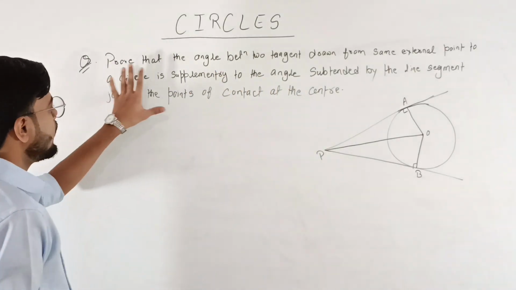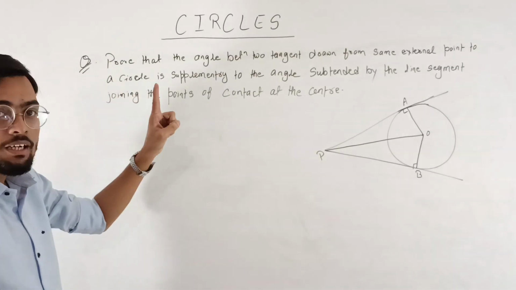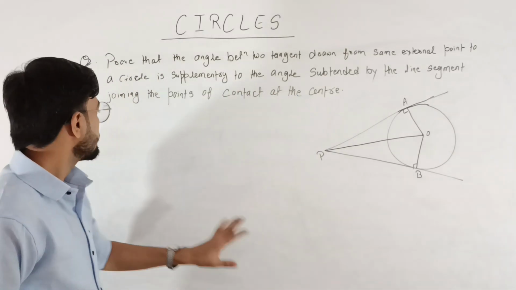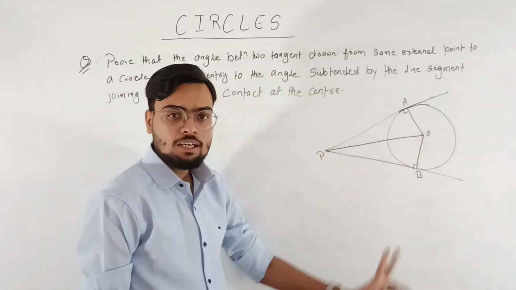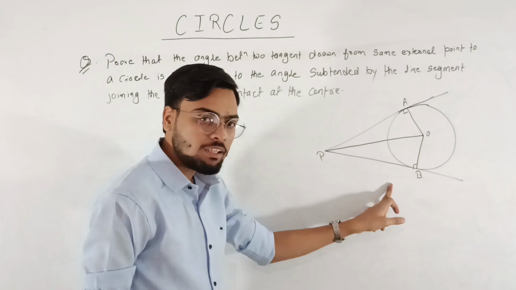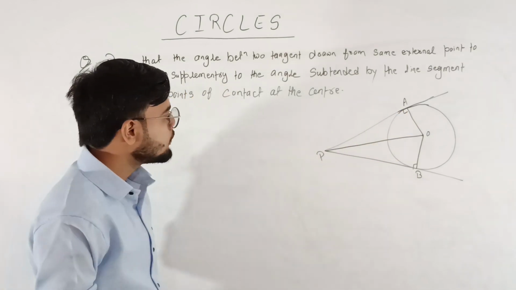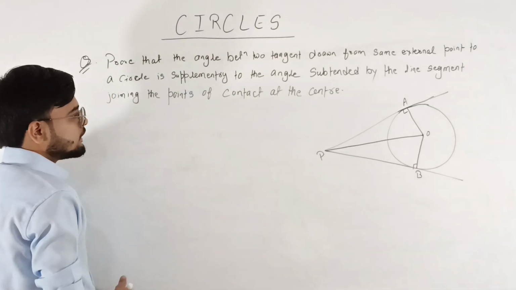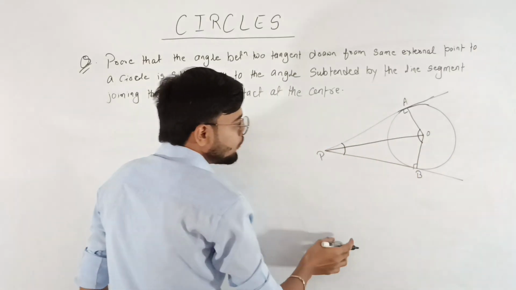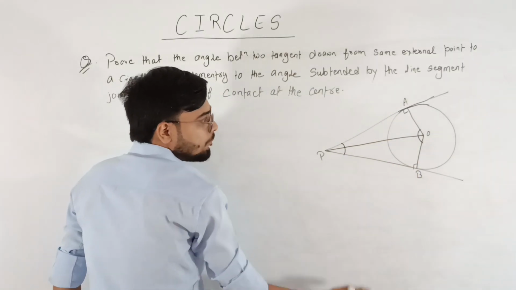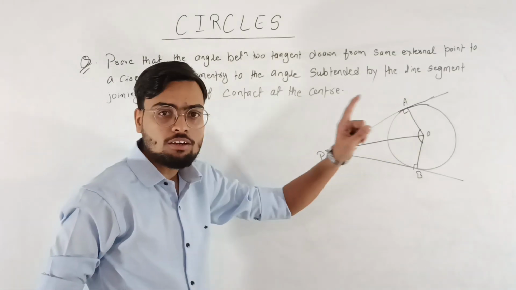Question is what? Prove that the angle between two tangents drawn from same external point to a circle is supplementary to the angle subtended by the line segment joining the points of contact at the center. Look, we have one circle with center O and two tangents PA and PB drawn to this circle from same external point P. Then we have to prove that this angle APB and angle AOB is supplementary. Supplementary means sum of these two angles is 180 degree.